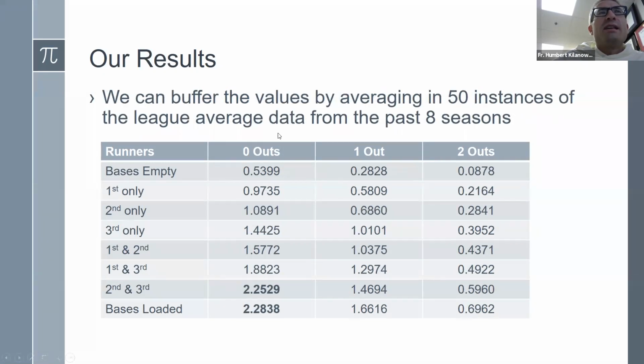So what we can do is buffer our values by averaging in 50 instances of the league average data from the past 8 seasons. Now we have all the states in the right order. We have a more sizable gap now between first base only and second base only. But notice that in the Cape League, it's a general trend that there are fewer runs scored with 2 outs than in the major leagues. So this is sort of the skeleton of the data. You expect about 0.54 runs to score at the start of each inning.